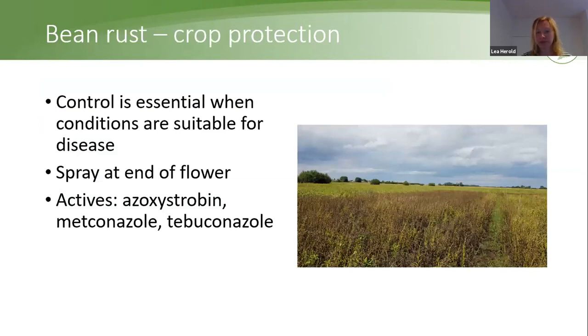Bean rust control is absolutely essential when conditions are suitable for disease development. In the picture, on the right-hand side, you can just make out the canes from our trial. The farmers switched off the whole boom of the sprayer when passing the trial, so the left-hand side of the tramline wasn't sprayed. You can see the rust has completely overcome the crop, with complete defoliation, very different to the green part, the rest of the field. As I said before, the spray timing is the end of flowering. Currently approved actives that work well against rust are azoxystrobin, metconazole, and tebuconazole.